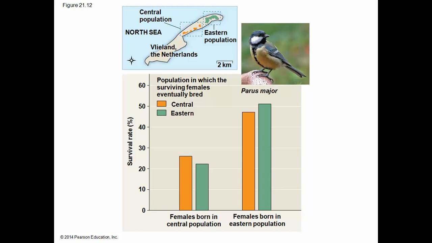less adapted to the eastern population. So here what we see is the eastern population is getting more influence from the mainland than the central population. These birds were moved from one population to another, and the population shows that those born in the eastern section were more successful. They had a higher survival rate in the eastern section, and those born in the central section had a lower survival rate.